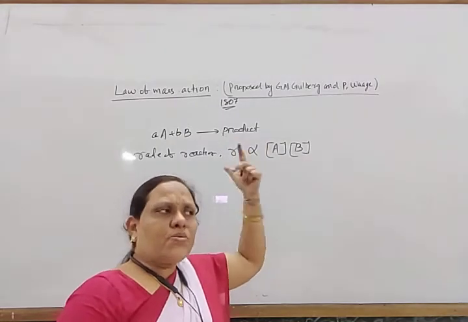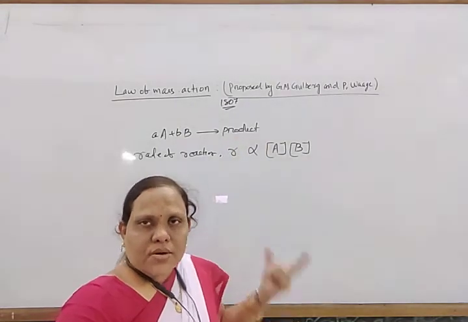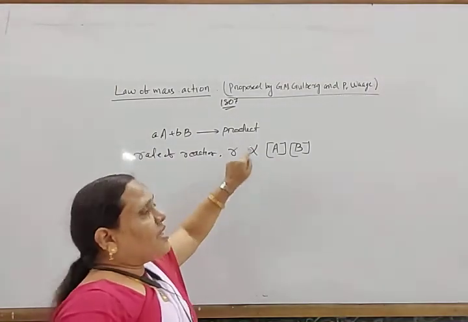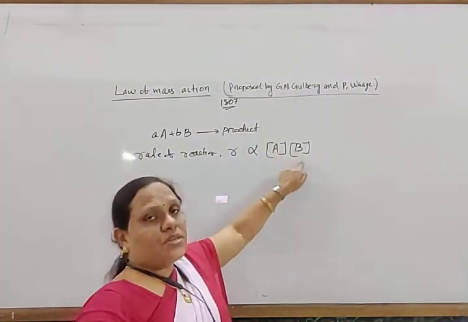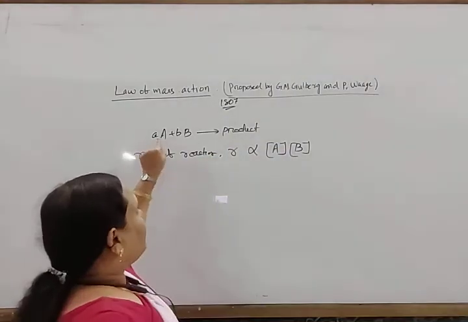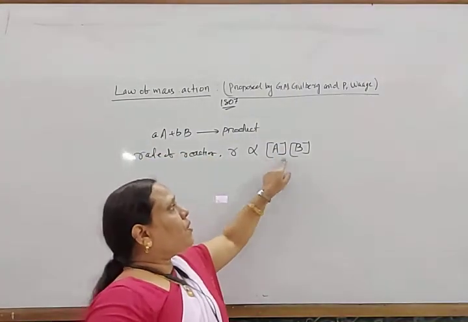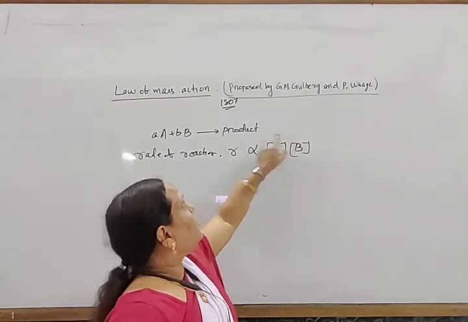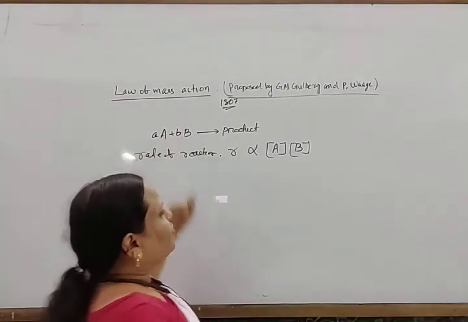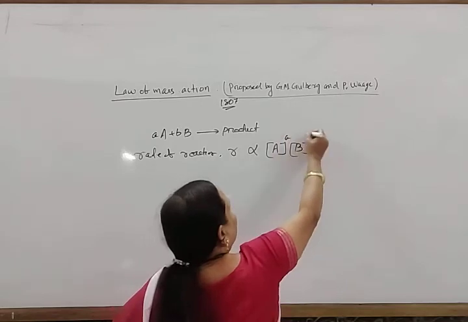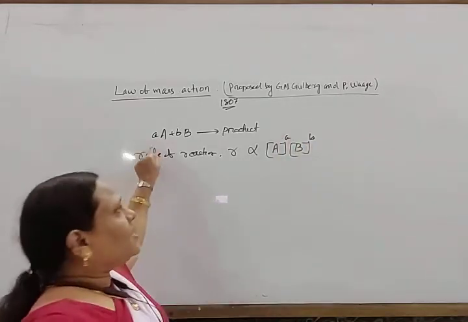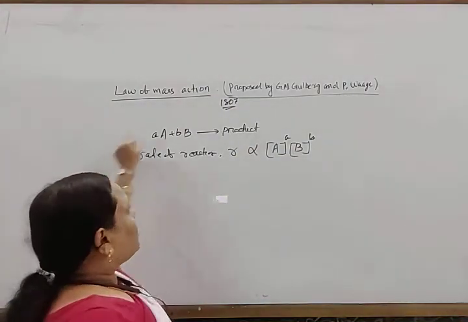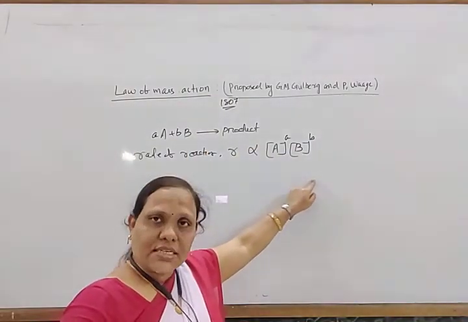How many moles? 1 mole, 2 mole, 3 mole. How many molar concentration are there? 0.5 mole. The rate of the reaction is directly proportional to the molar concentration of the reactant species. A and B both are reactants. The product of molar concentration of the reactant species, each term raised to the power equal to its coefficient as represented in a balanced chemical equation. So this is known as the rate of reaction.